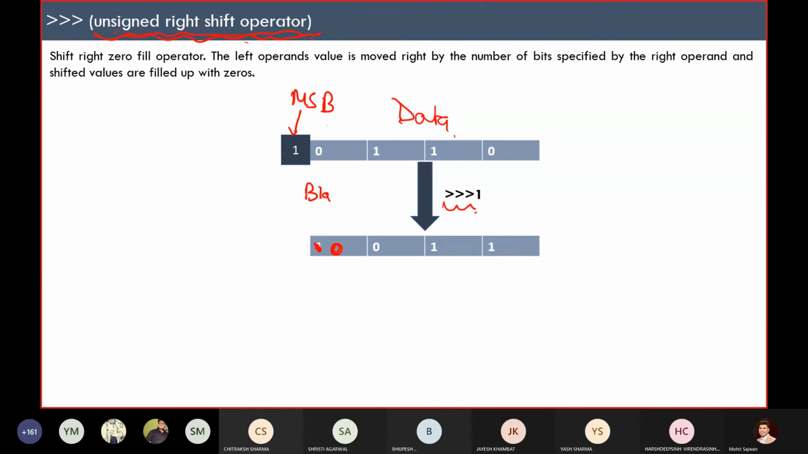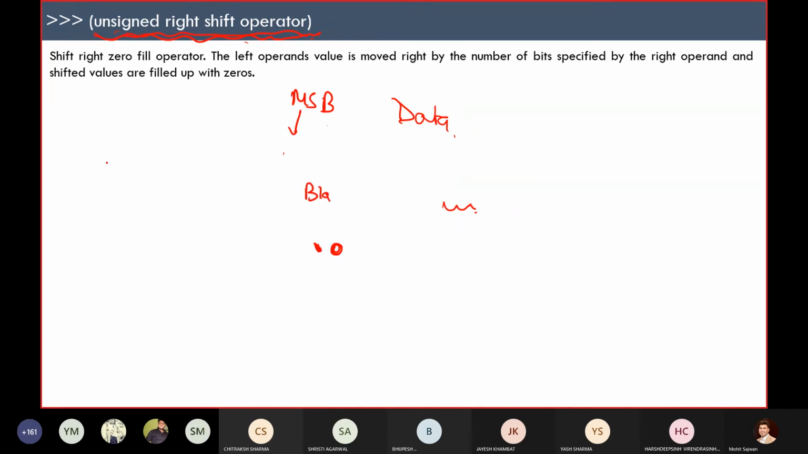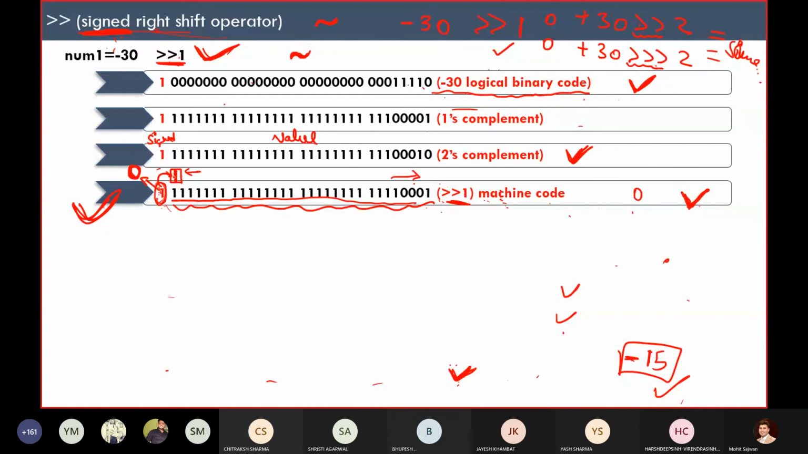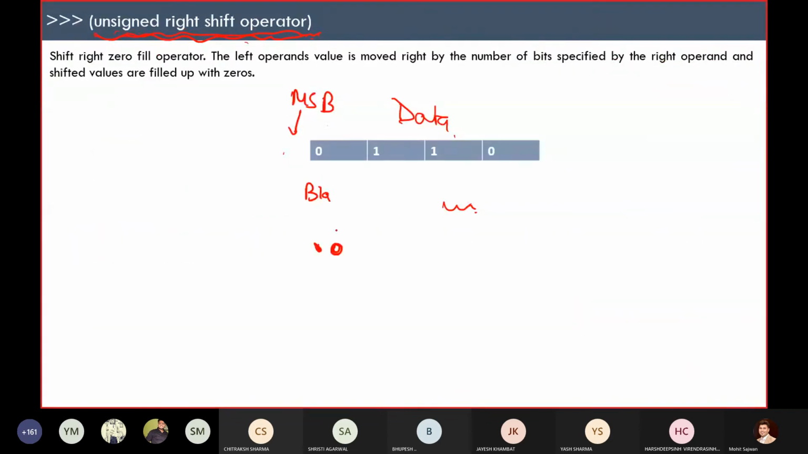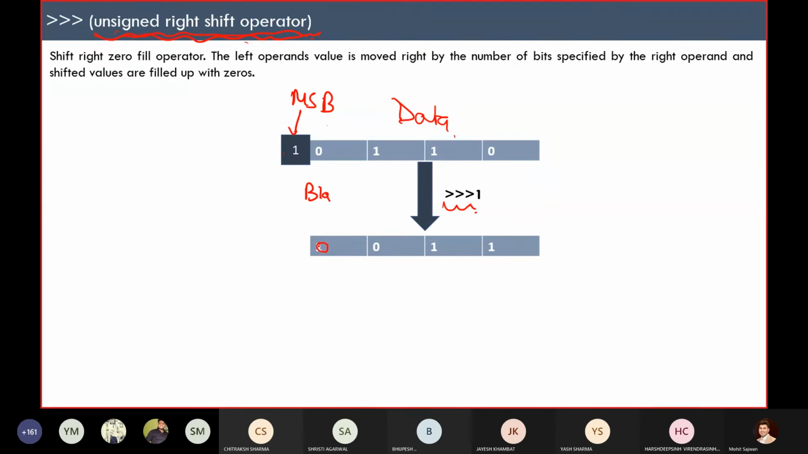In the blank space over there, which value were we inserting? Your 1 value over there. But here in this case, which value are we going to insert? Here you are going to fill with your 0 value, and this MSB part will also be your 0. So this is the answer you will get whenever you perform the unsigned right shift operator on your negative number.